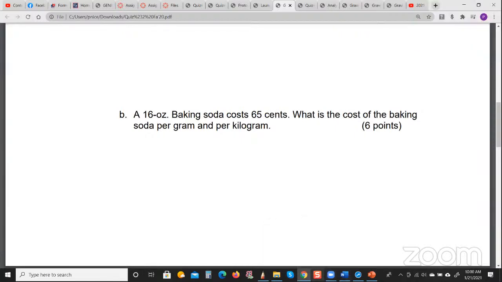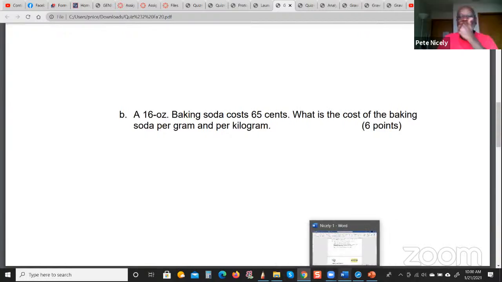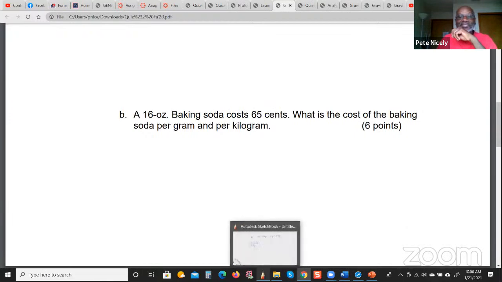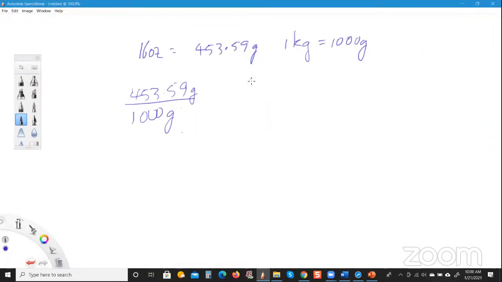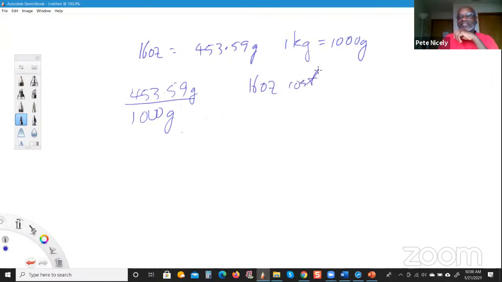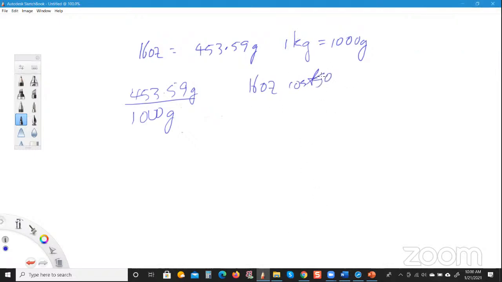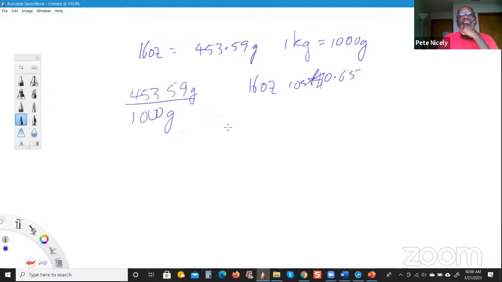Shouldn't you start by writing the 65 cents first? Okay. So let me go back to, in fact, let me write this down. 16 ounces cost, what is that, 65 cents? Yeah. All right. Okay, so what were you saying?